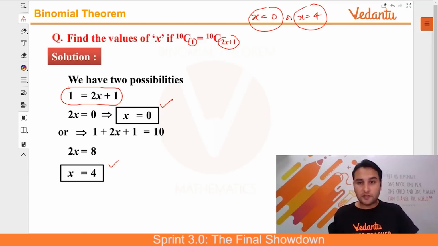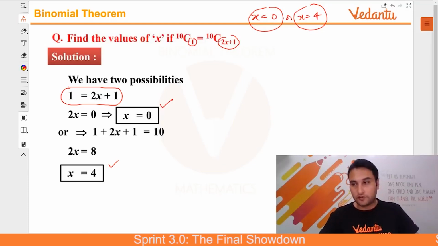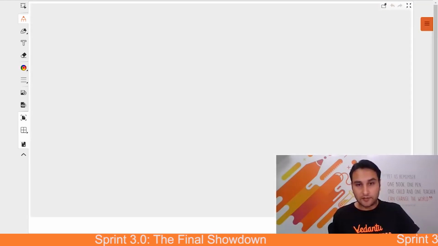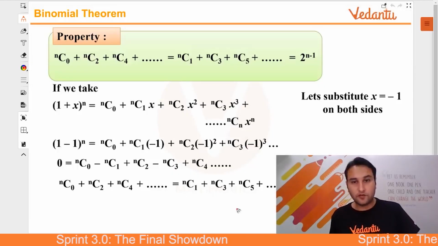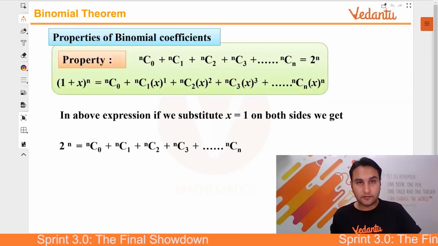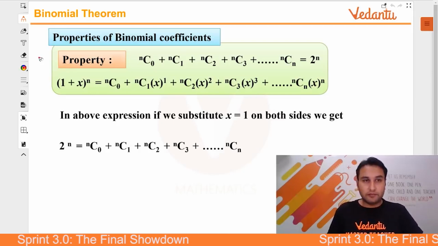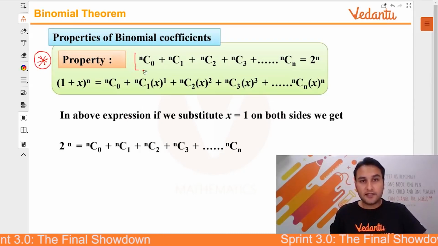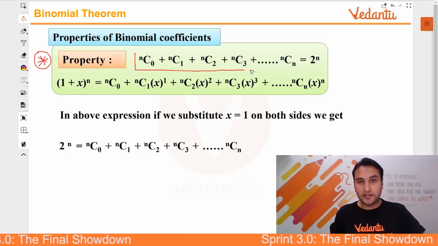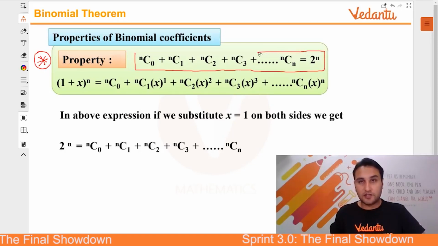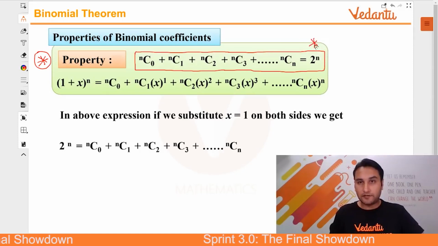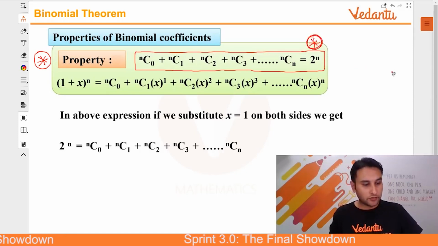Now, let's move on to the second property, which is very, very, very important. All right. So that property is this one. Focus on this one, guys. Super important. Super duper important. Okay. What it says, nC0 plus nC1 plus nC2 up to nCn, the summation is 2 raised to power n. First, make a note of it. Then I'll explain why. First, please note it down.